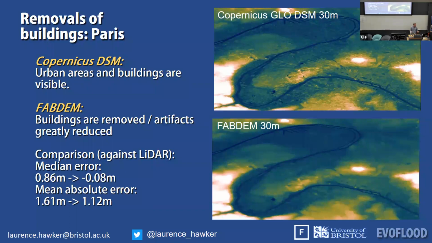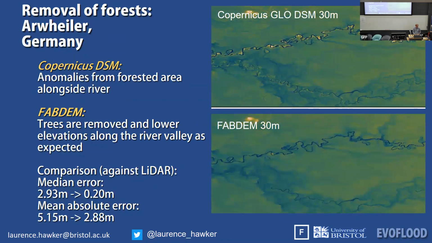So what does this mean? Images here of Paris. The top is the original Copernicus DEM and the bottom is FABDEM. Visually, Copernicus looks nice because it has that roughness. You can see where the buildings and features are. But for flood models, we want this smoother surface down the bottom. And these error stats are what we compared against LiDAR. It's a decent correction.